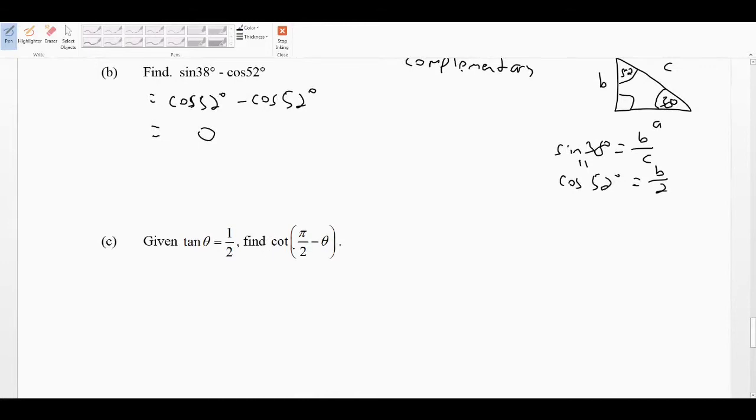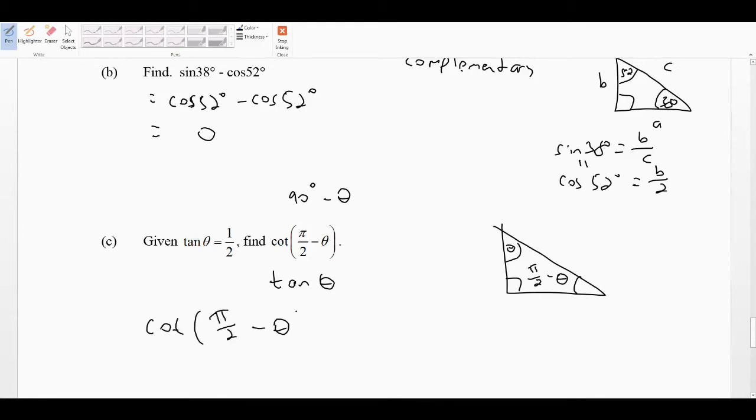Now look at this one. This is a notation question, so you want to be aware of this. Tangent of theta is 1/2. We want to find cotangent of pi halves minus theta. Remember, pi halves is the same as 90 degrees. And if you remember my example before, theta was up here, and this one is its complement, which is 90 degrees or pi halves minus theta. So the cotangent of pi halves minus theta is equal to the tangent of its complement. Well, what's the complement of pi halves minus theta? That's just theta.